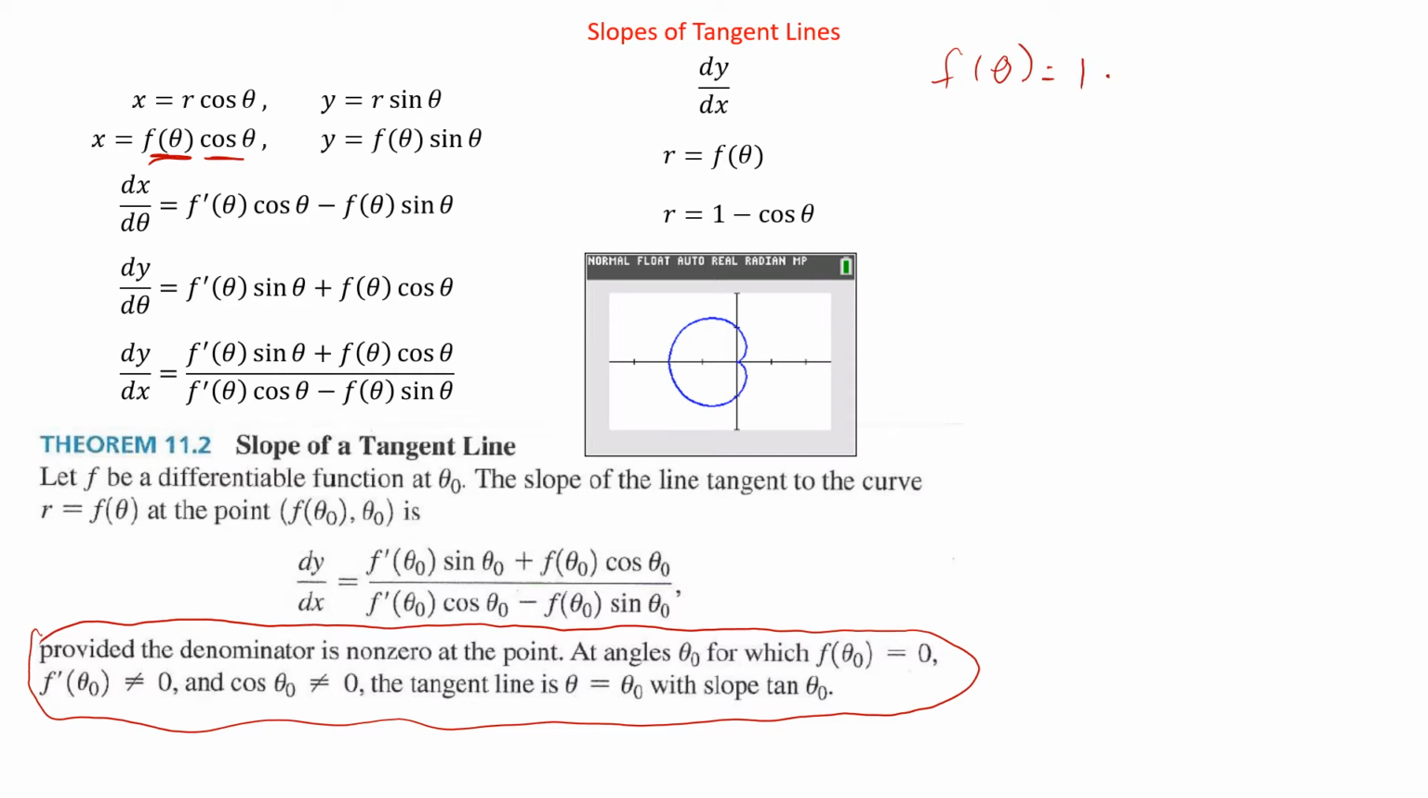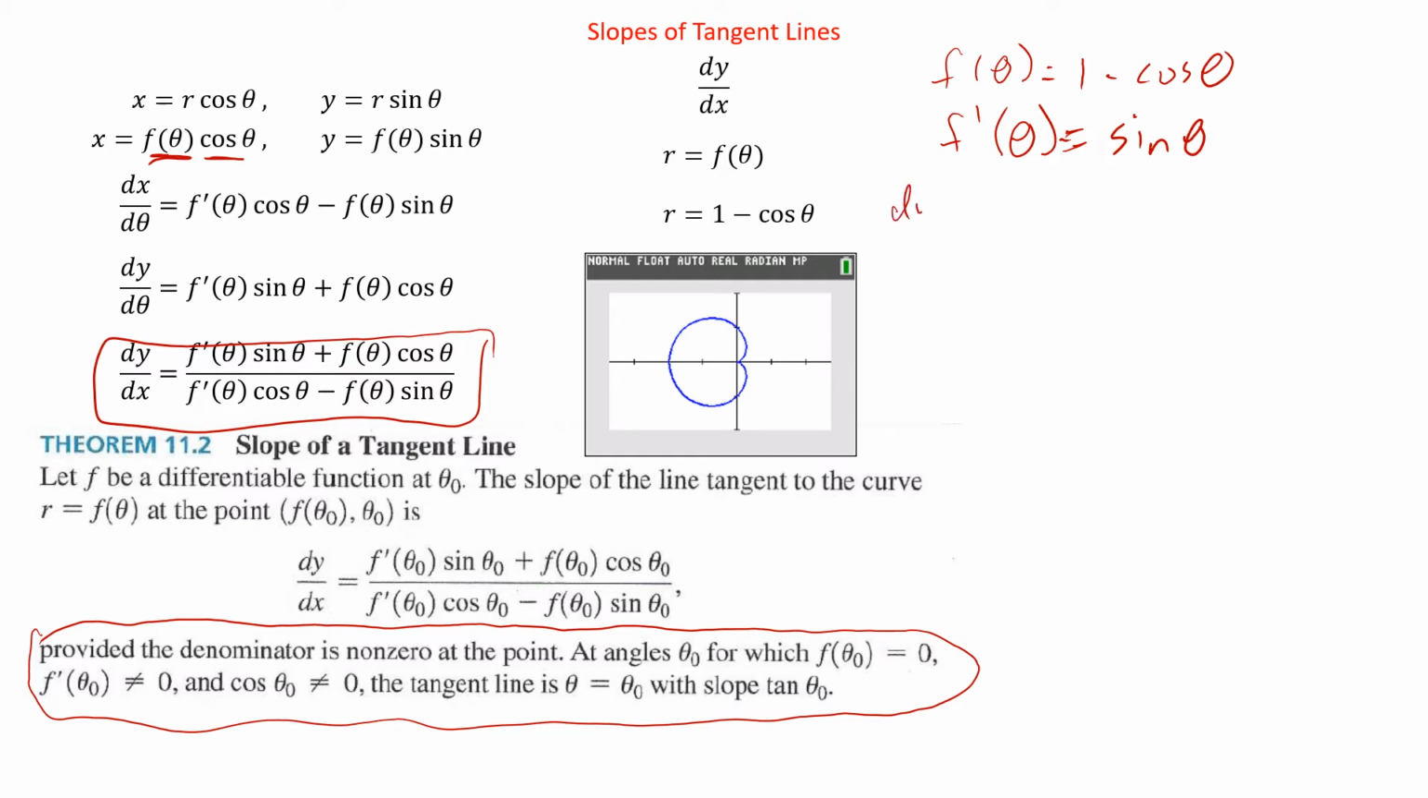f of theta is just 1 minus cosine theta, and f prime of theta, the derivative of 1 minus cosine, 1 is 0, so we have cosine, which is negative sine, with that negative in front, just gives us sine theta. Now we can plug that into our equation.